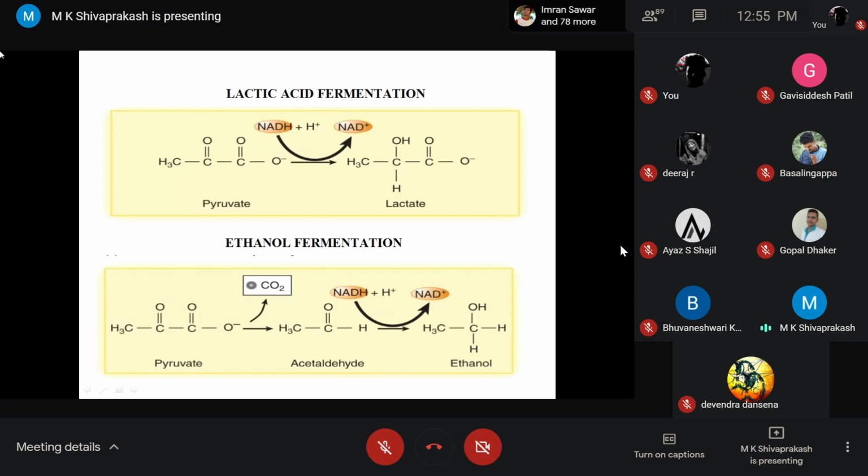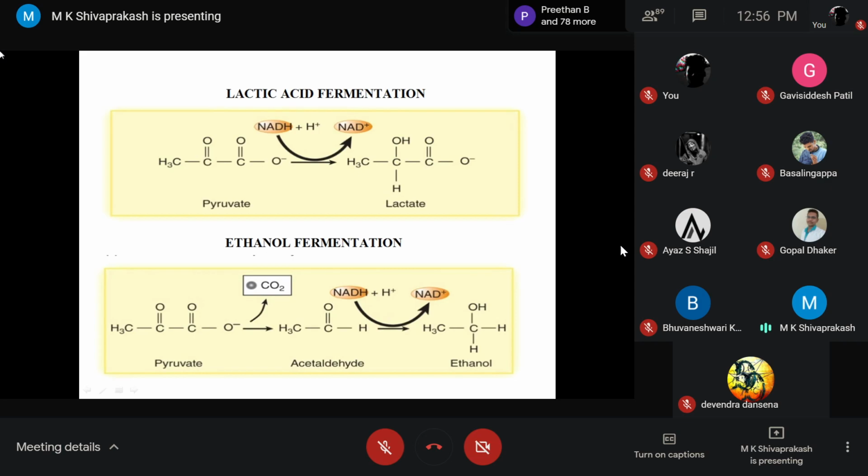Another classic example is the organisms which carry out this particular reaction. For example, lactic acid bacteria, either homolactic fermenters or heterolactic fermenters. They are very important in many things. For example, in the preparation of curd, cheese, and yogurt, and in the fermentation of vegetables, like pickling and sauerkraut making. In all these reactions, these lactic acid producing organisms are utilized.